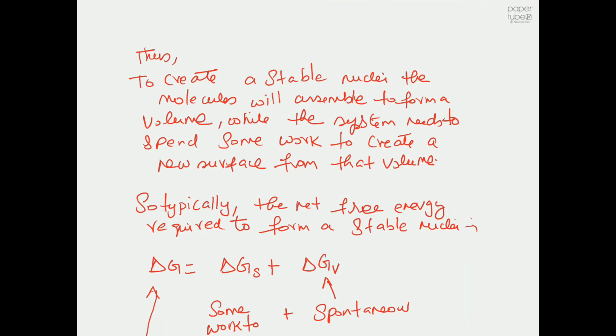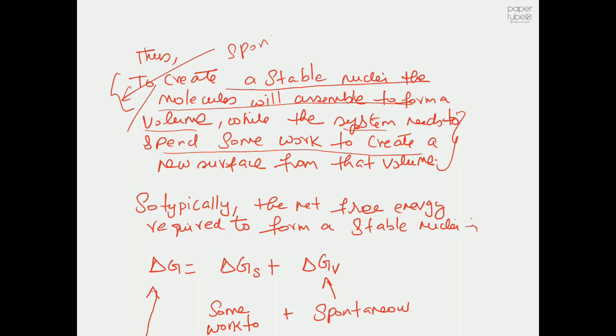Now we have to think about two things. To create a stable nuclei, the molecules will assemble to form a volume. This is the one process which is going to occur naturally, and then the system needs to spend some work to create a new surface from that volume. This part is not spontaneous, but this is a spontaneous process. If you understand these two, then you will understand the nucleation theory as a whole.